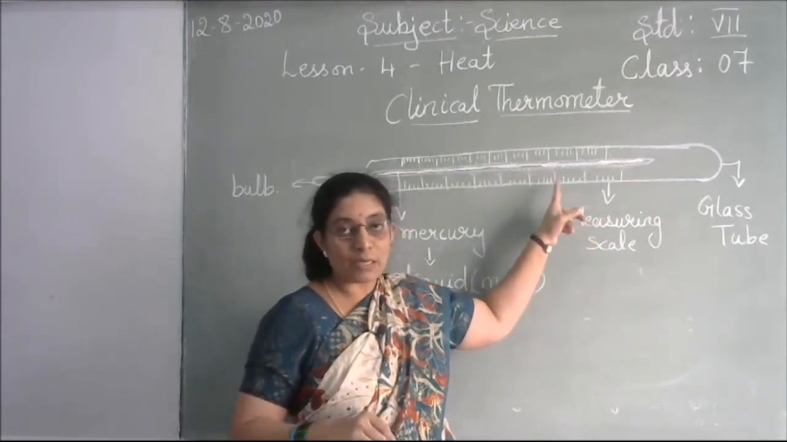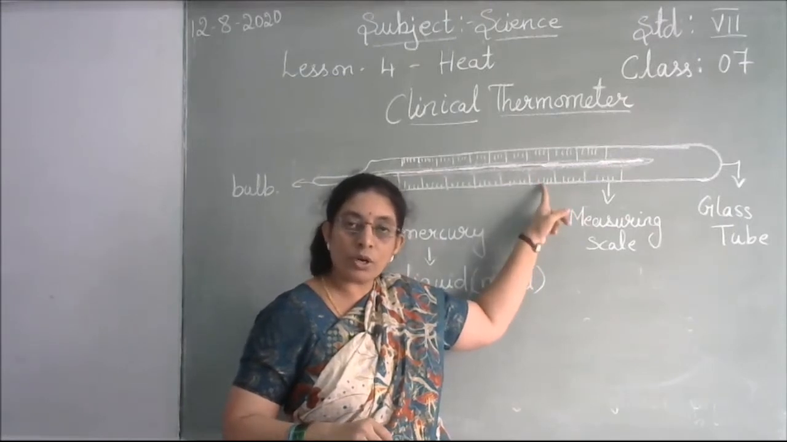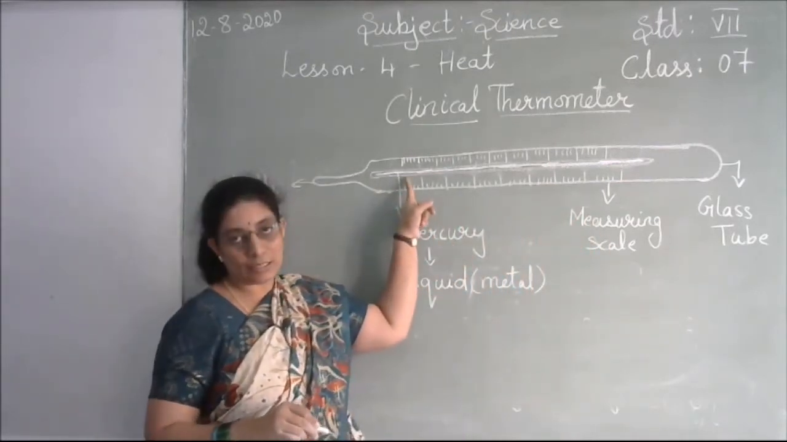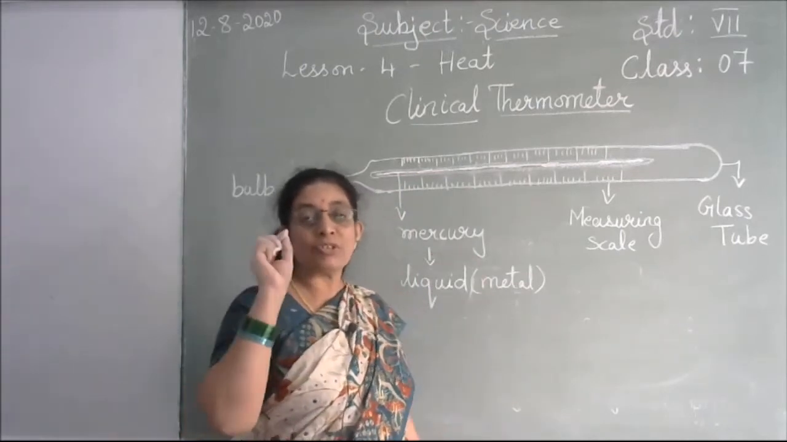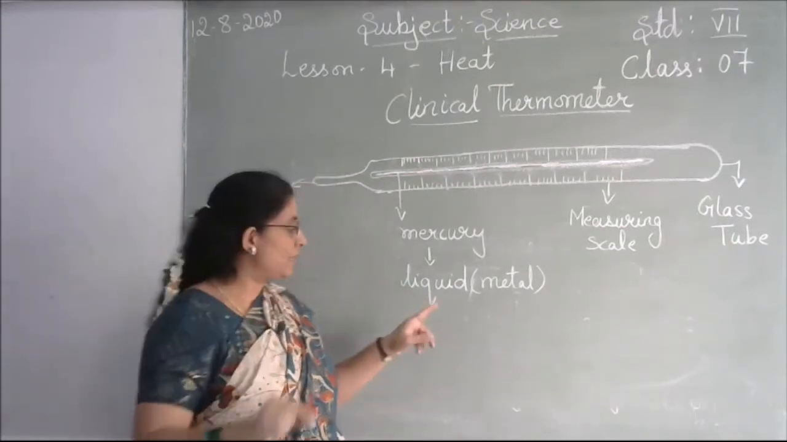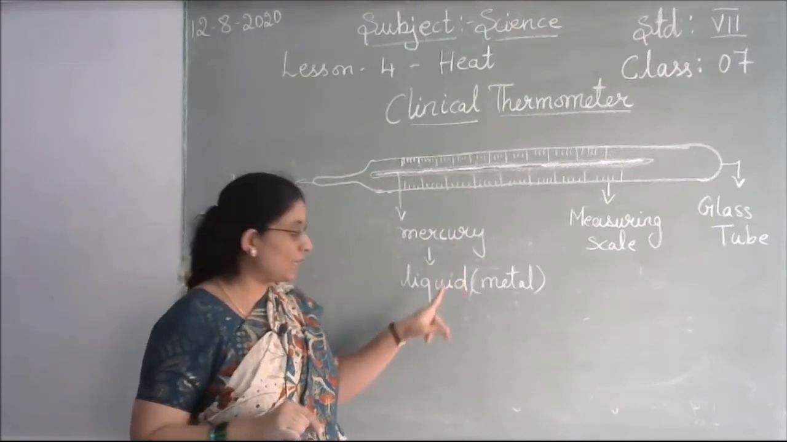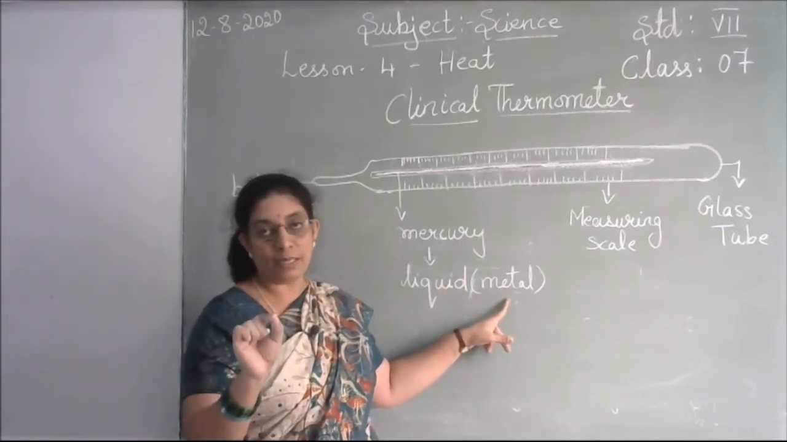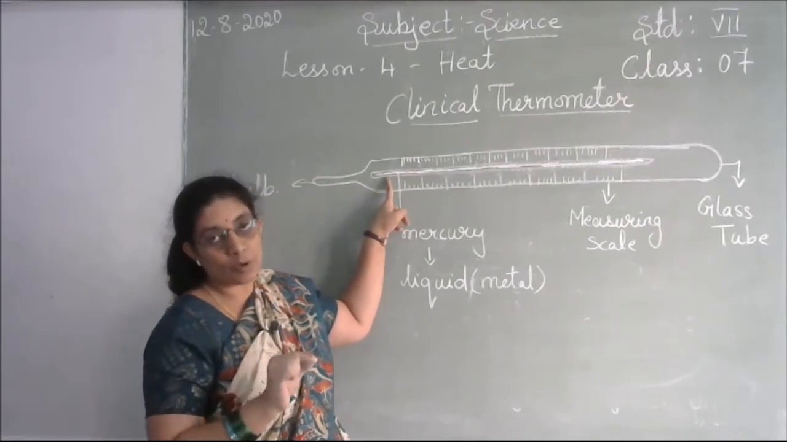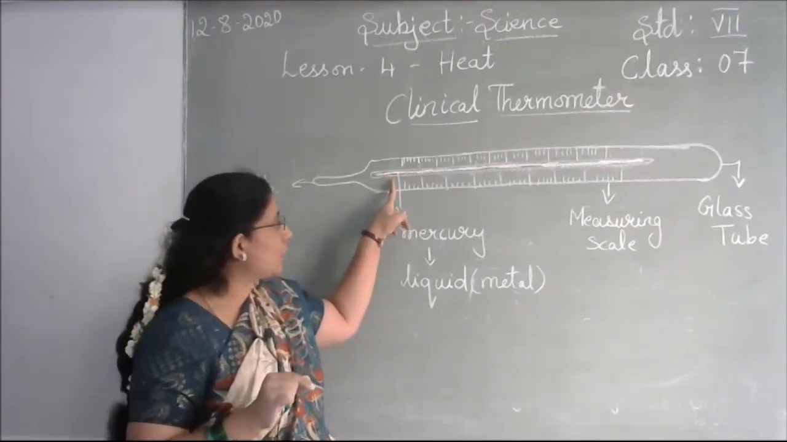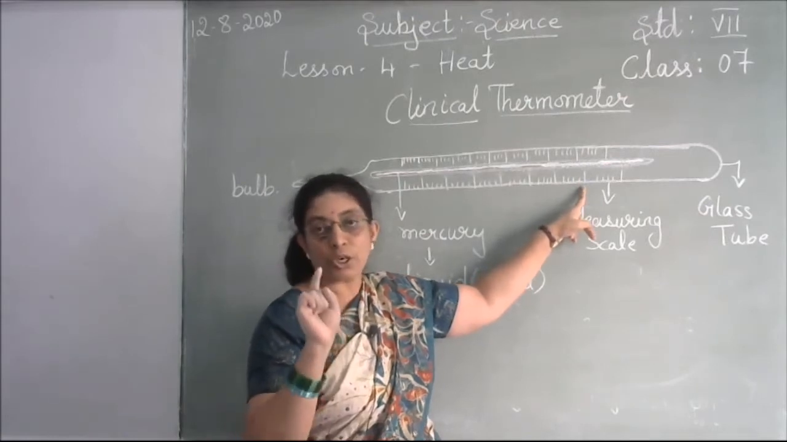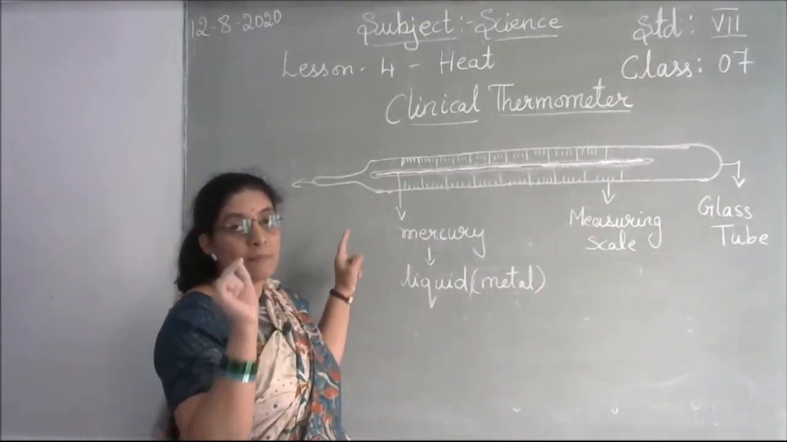This measurement will tell you how hot or how cold your body is, or how much temperature you are having. Inside this glass tube, you have a thin shining silver liquid. That shining liquid is called mercury, and mercury is the only liquid metal available. This mercury is inside the glass tube, and as it rises according to your temperature, where it stops will be the temperature of your body, and which helps the mercury to rise.